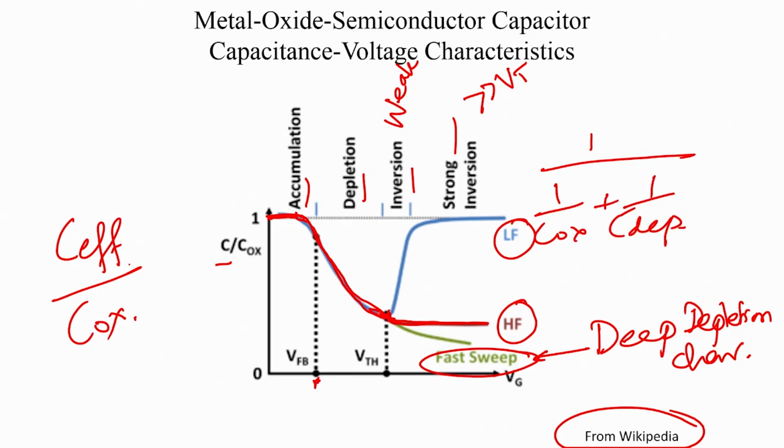And finally, we have the deep depletion characteristics, where the DC voltage was itself varied very fast and the inversion layer itself did not form, and therefore, the only way to compensate for the charge on the gate was by increasing the depletion width, and then you have a characteristic that reflects the deep depletion behavior of the MOS capacitor. So, this is the qualitative understanding. What we are going to do now is very quickly quantify these results.